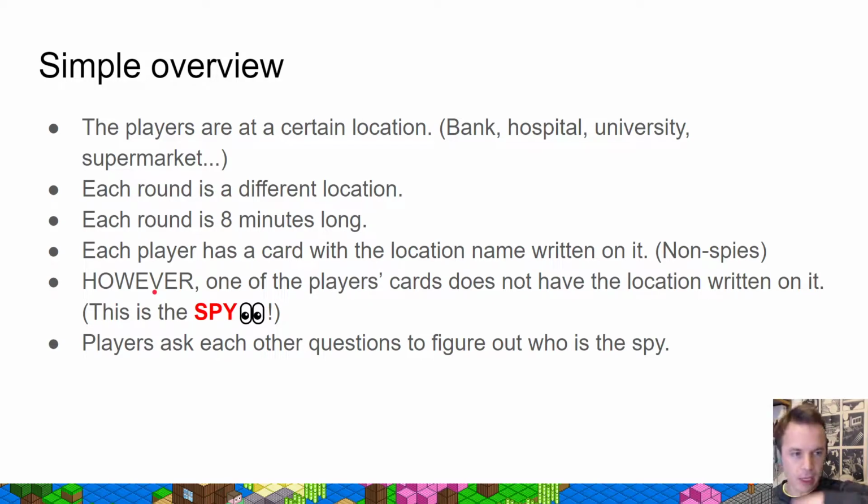However, among the players, one of the player cards does not have the location name written on it. This is the spy. So if you can imagine, I have 8 cards. 7 of those cards will say bank. 1 of the cards will say spy. We shuffle them, hand them out to all the players. So 7 of those players will know that this location is the bank. 1 of the players will not know the location. It will just say spy.